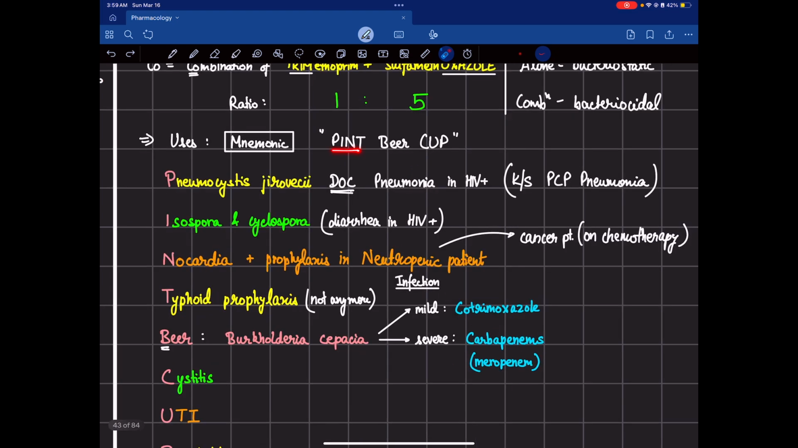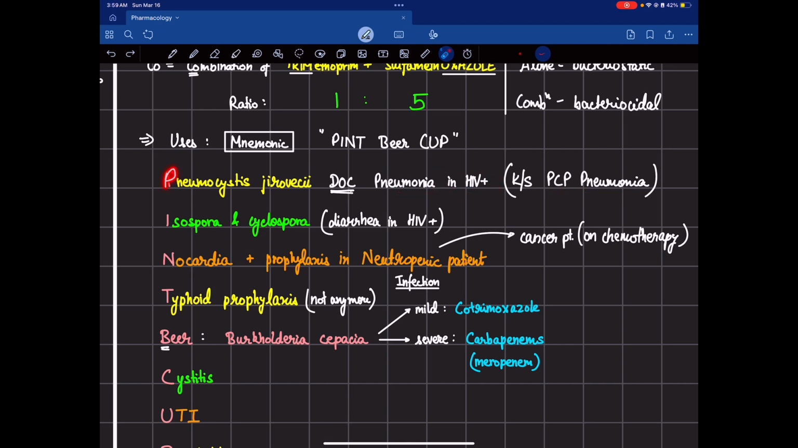The capital letters are the mnemonic letters. So we can see here that P stands for Pneumocystis jirovecii infection, and cotrimoxazole is the drug of choice for pneumonia in HIV patients. It is also known as PCP pneumonia.